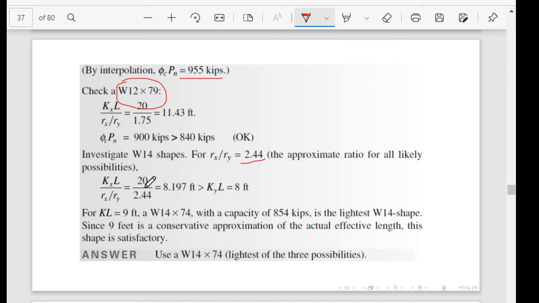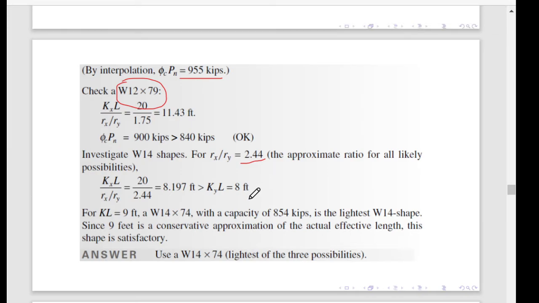So 20 feet in the strong direction, the effective length, divided by 2.44. The answer is 8.197, which is slightly greater than 8 feet. Then this 8.197, we will make it 9. We round off to 9, the conservative approximation of the actual effective length. Actually, the actual effective length is this 8.197.